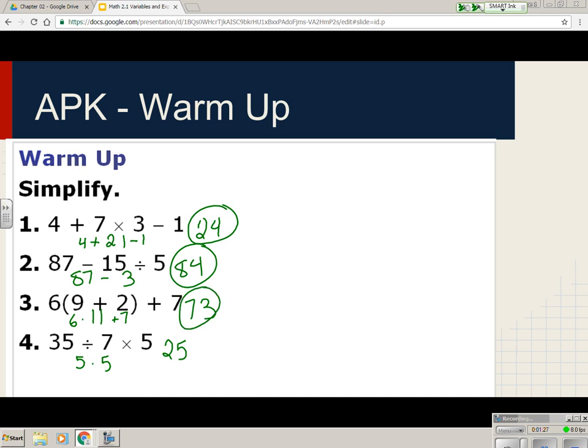And finally, number 4, you go left to right. So 35 divided by 7 is 5. Then you do 5 times 5, and you get 25. If you got all 4 of those right, I want you to give yourself a pat on the back.